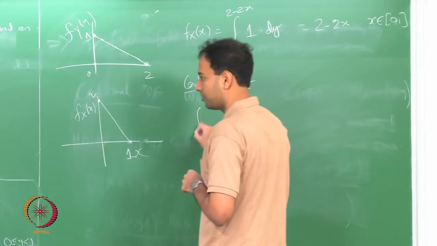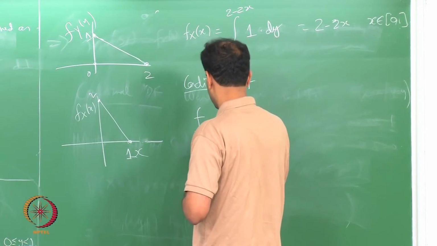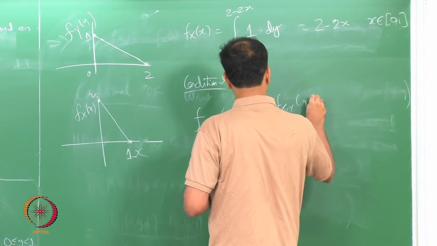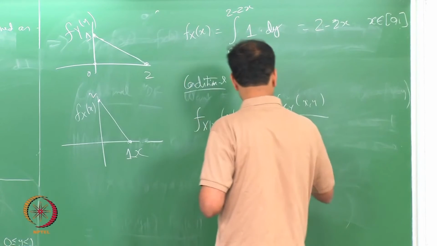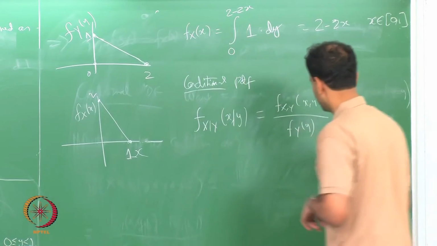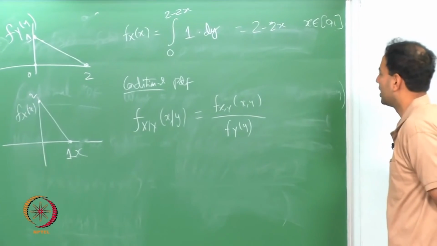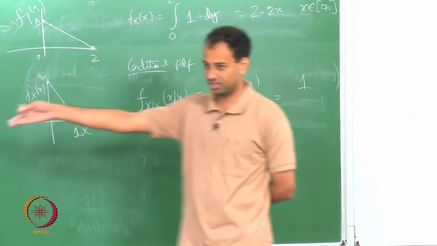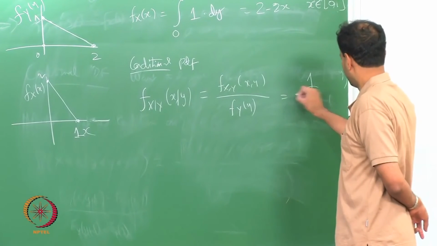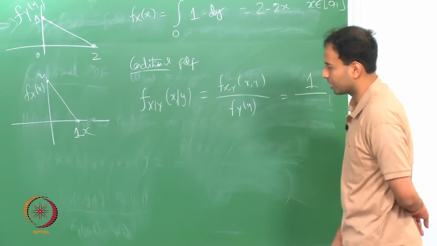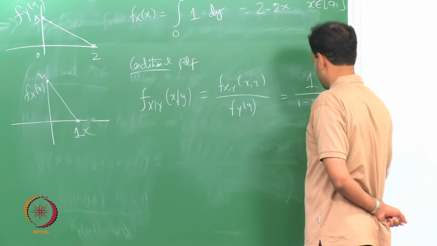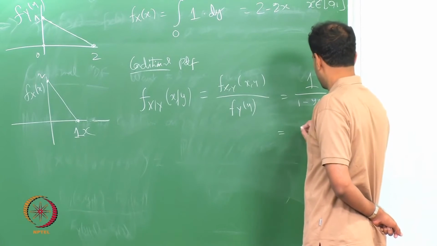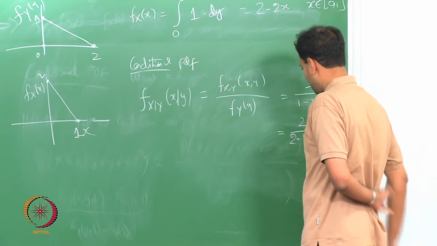So, I have f_{X|Y}(x|y) equal to f_{XY}(x, y) over f_Y(y). And this is 1 whenever (x, y) is in the appropriate triangle, divided by f_Y(y), which I computed as 1 minus y over 2. So, that is simply 2 over 2 minus y.